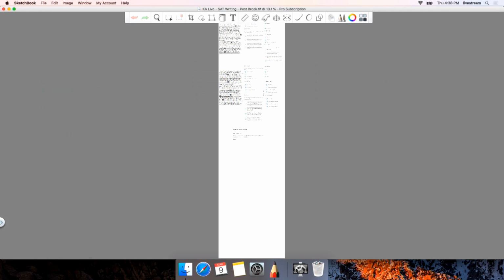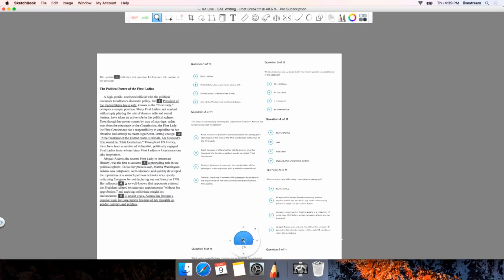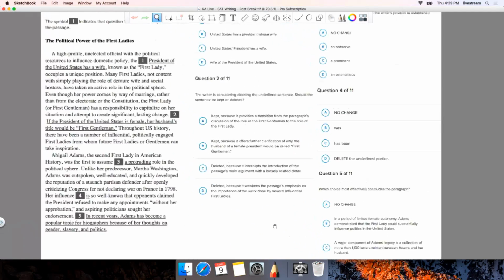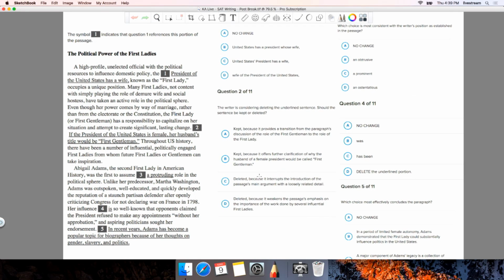Okay, so let's jump in here. I'm going to zoom in, and we're going to start by reading just the first two paragraphs of this reading passage. And so let's take a look.